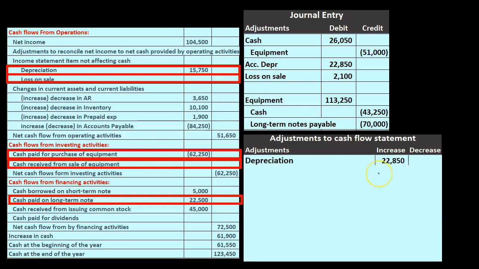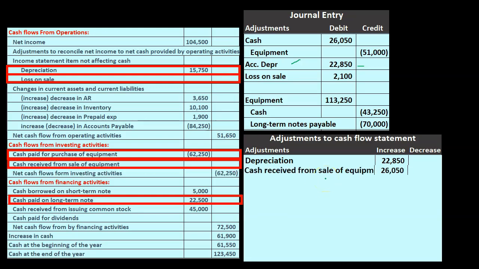So first, the depreciation. We're going to say we adjusted depreciation, and that's going to be basically this number we're picking up. And we can verify that by saying, okay, if we adjust the depreciation, if we increase the depreciation by $15,750, will that come out to the depreciation on the income statement? And we'll see that it will. We'll have to check that.